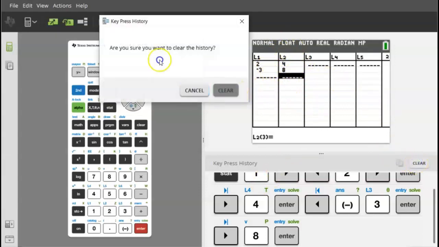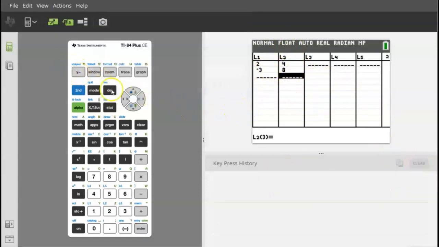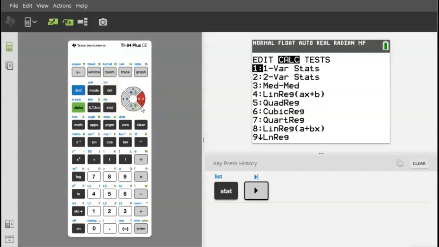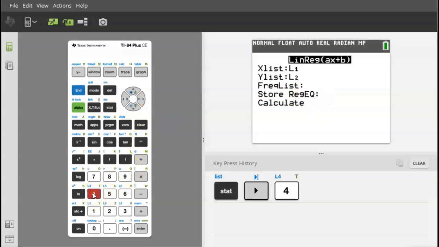Okay, I'll clear my history so you can see from the beginning again. And then we're going to go to stat, over to calculate, and we want to click, this is a linear regression. It already said the equation of the line. So we're going to choose number 4. You see this ax plus b instead of mx plus b, but it's the same thing. So you're going to choose number 4. My x's are in L1 and my y's are in L2, so I'm going to leave that like that.